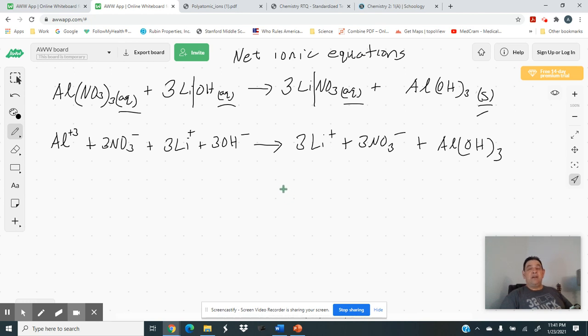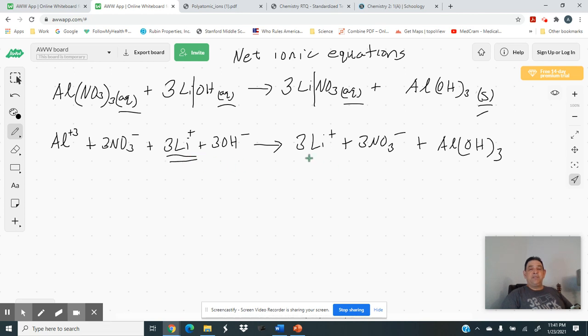Step 2, I think, is the hardest. That's why I had you guys do the worksheet yesterday. So step 1, balance the equation. Step 2, break up all the aqueous substances into ions. Step 3, cancel out spectator ions. In other words, cancel out what you see on both sides.